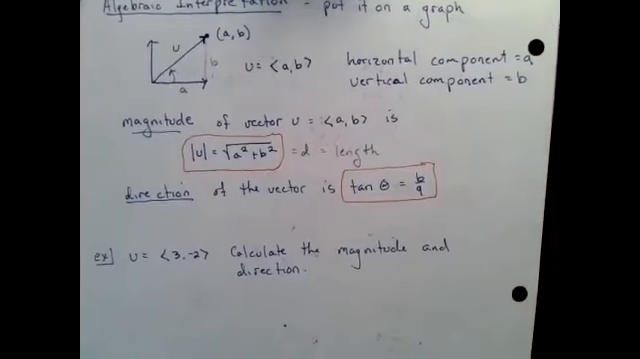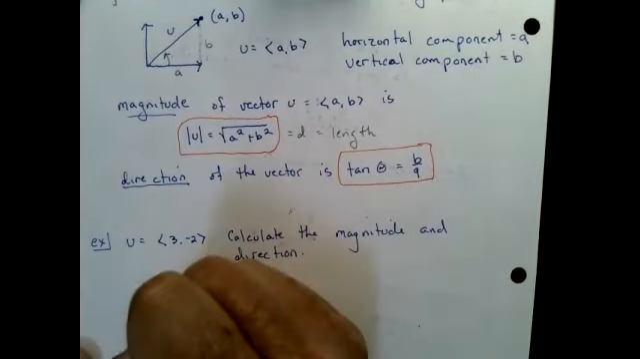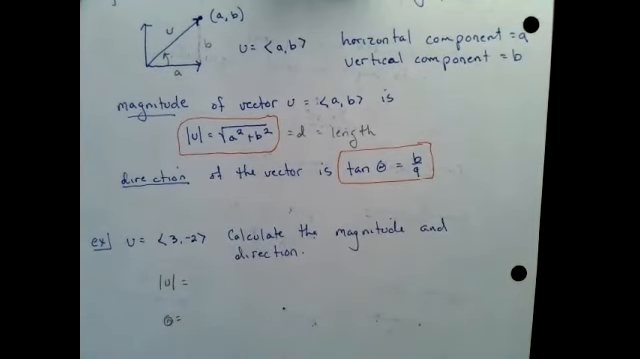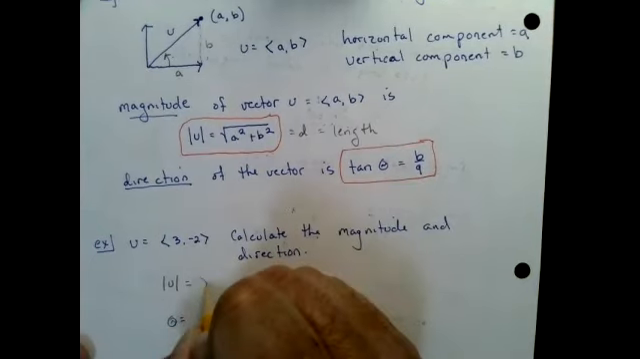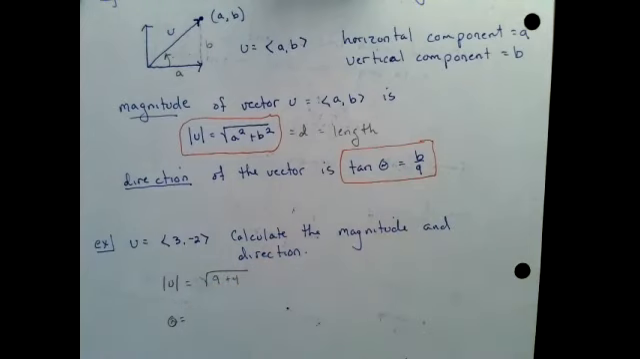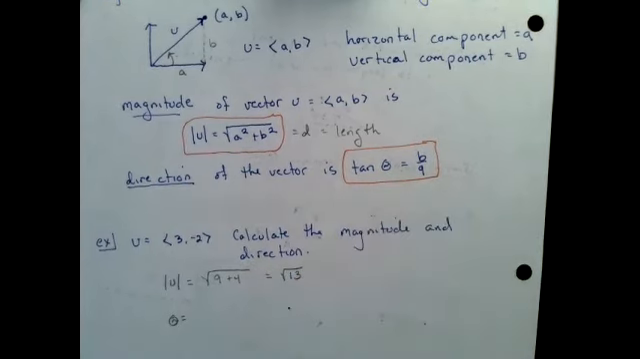I'm only going to do one. I have two examples, but I'm just going to do this last one. What is the magnitude? What is the direction? We calculate these. That was a full day. Well, the magnitude is going to be 9 plus 4, a squared plus b squared. Take the square root of it. That's my distance. The length of this vector is the square root of 13.